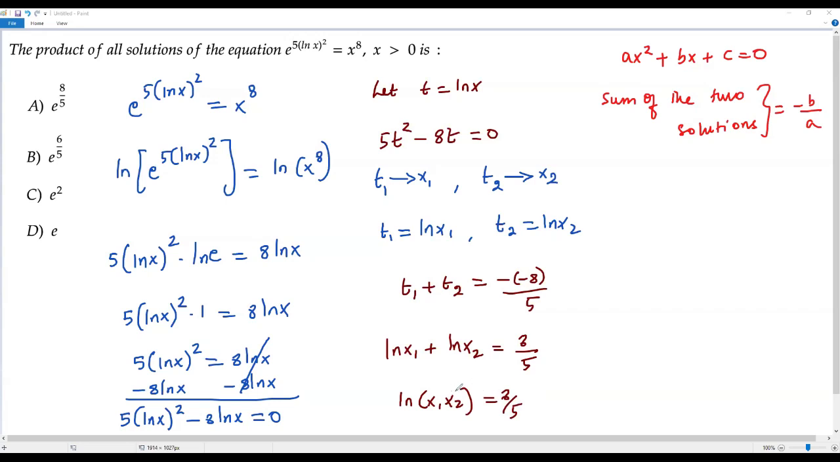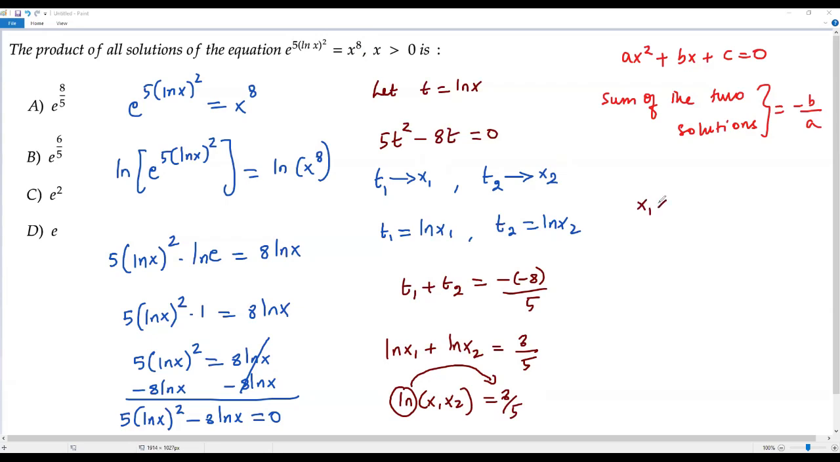Our aim is to find the product of all solutions. Already we have assumed that x1 and x2 are the solutions of this equation. That is, we have to find the product x1 times x2. So for that we have to get rid of this natural logarithm. What do we have to do for that? For that, I have to move this natural logarithm to the right side of the equation.